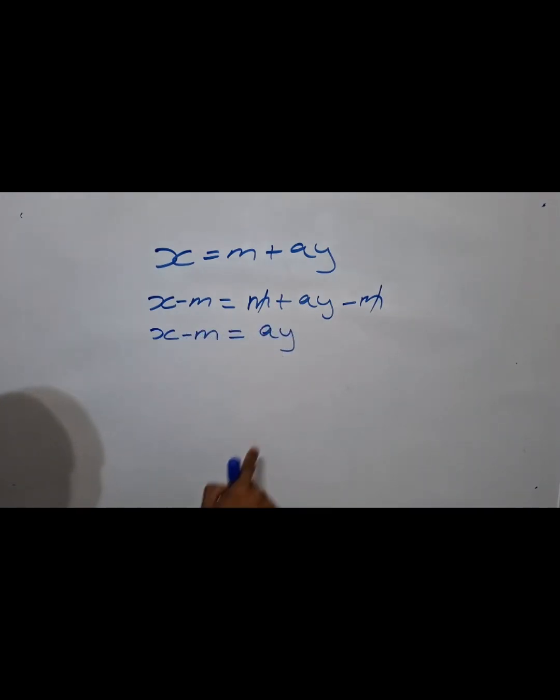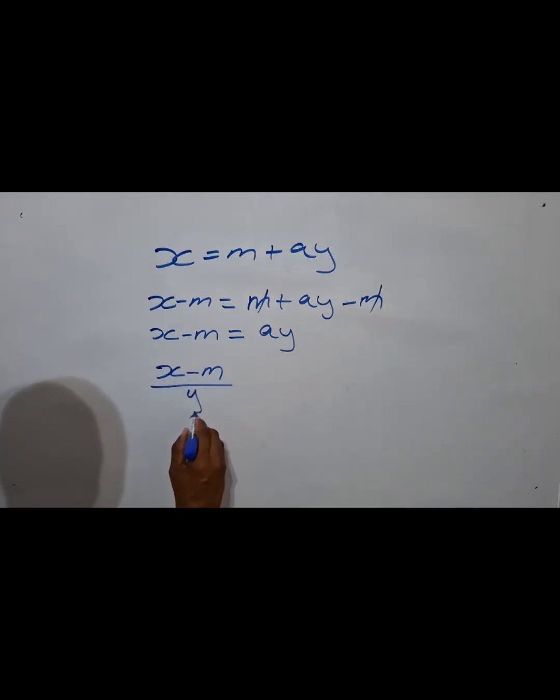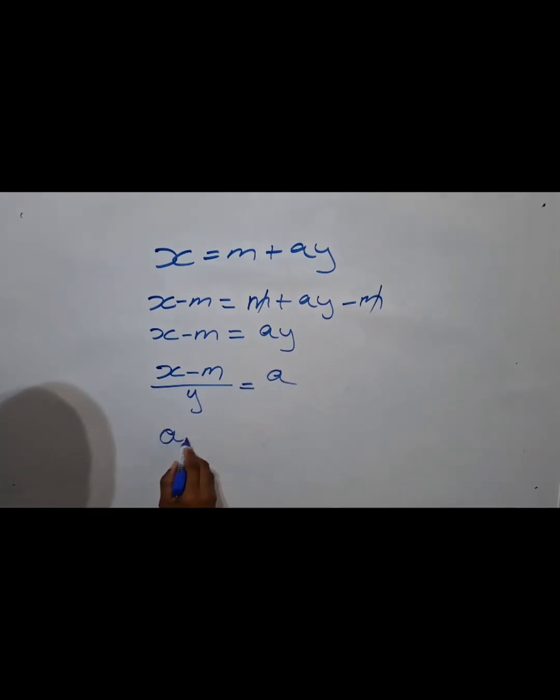Now a is multiplying by y. So how do we have a alone to be the subject of this formula? We divide both sides by y. Simple, not hard. We always do the opposite of what we want to remove is doing. So we have the answer being a is equals to x minus m over y.